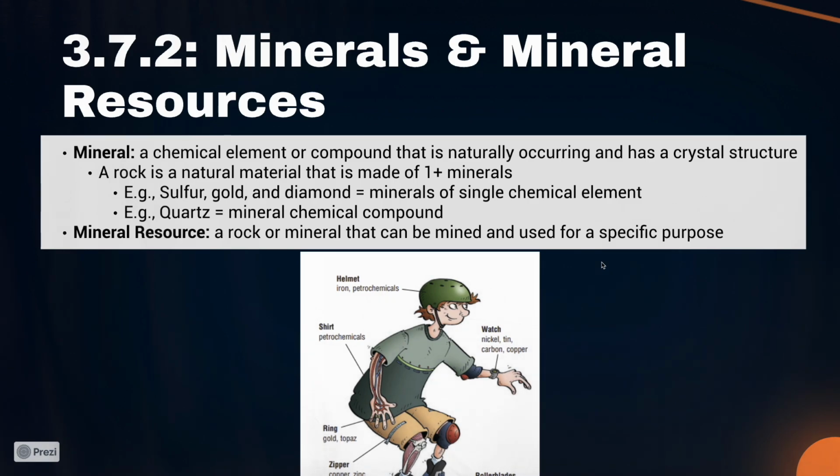What is a mineral? Well, a mineral is a chemical element or compound that is naturally occurring and has a crystal-like structure. Okay, a rock is a natural material that is made up of one or more minerals. Mineral is the basic form. Rock is something made up of multiple minerals.